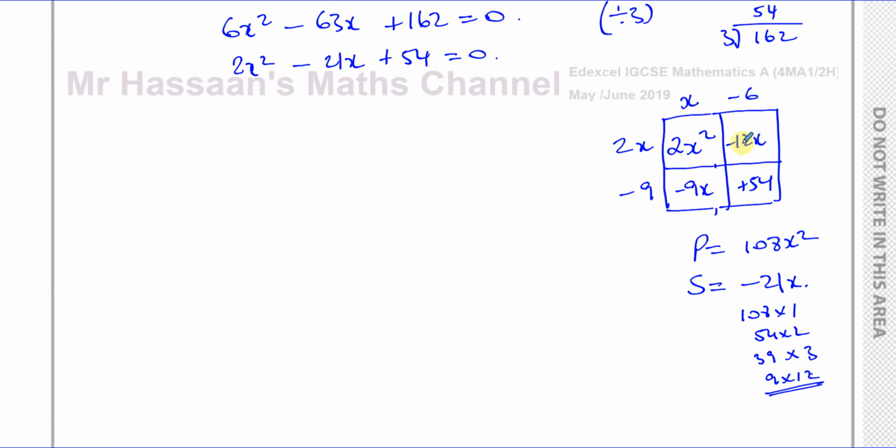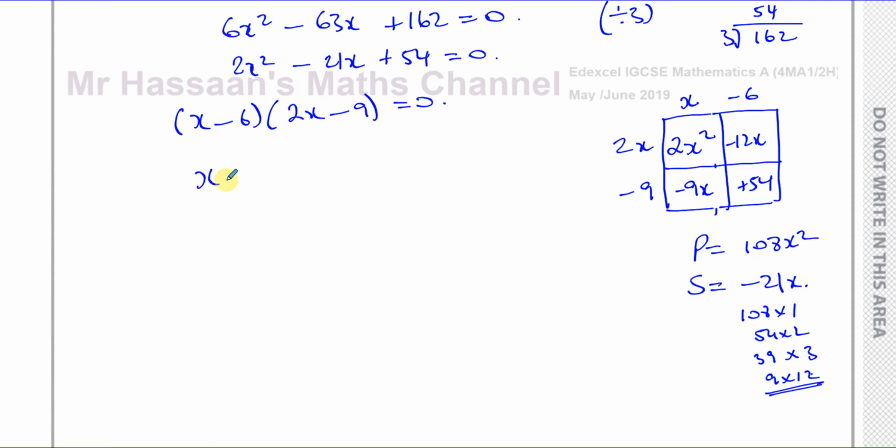So basically you take out a common factor from one of the rows, and then you use that like the area of this rectangle is going to be given by this times that, so that must be x. The area of this is minus 12x, that must be minus 6. The area of this is minus 9x, that must be minus 9. So we end up with the factors x minus 6 times 2x minus 9 equals 0.